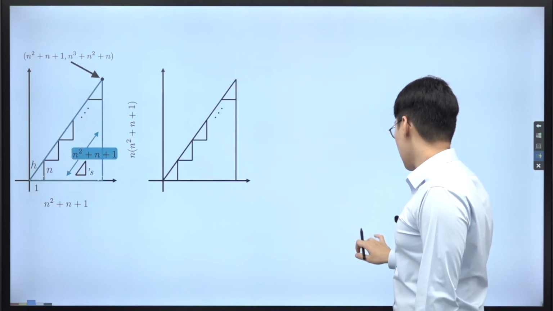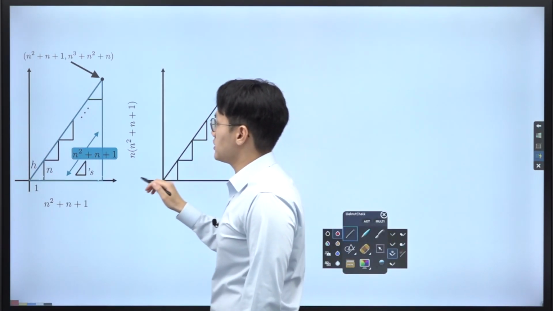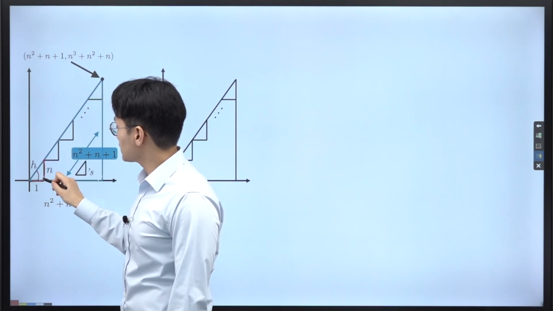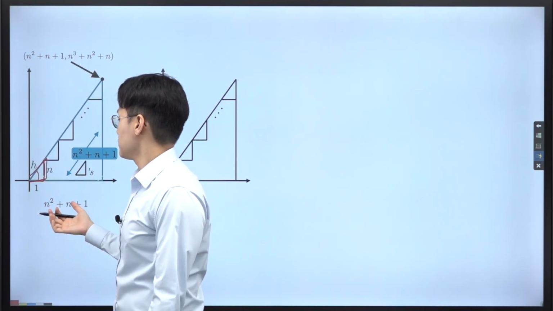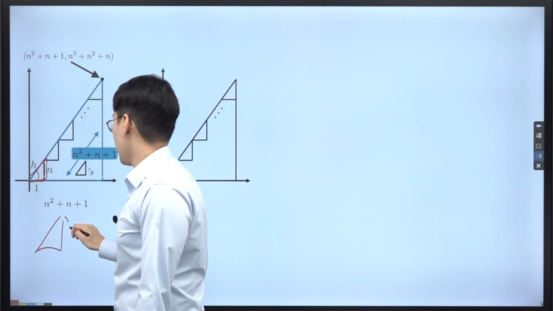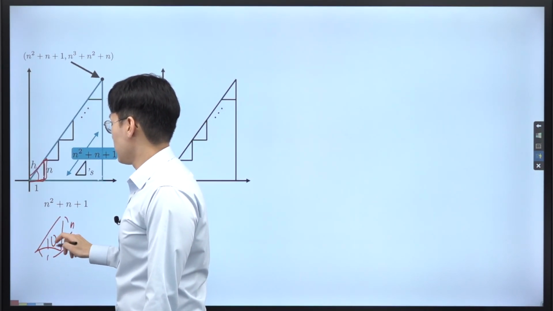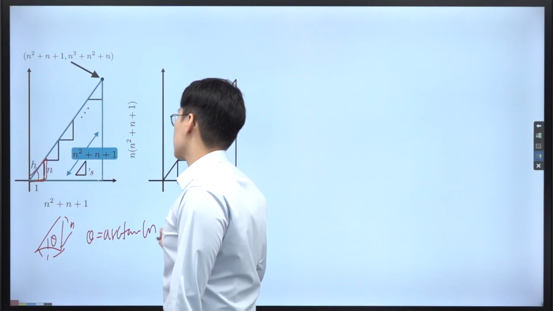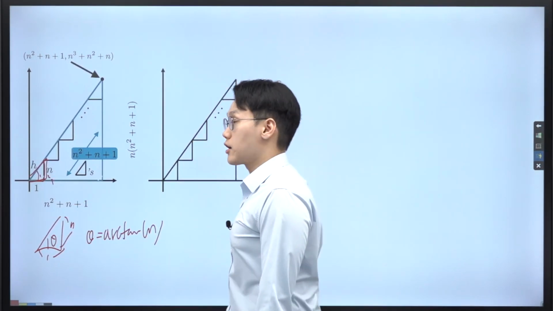And then the next thing I actually want to talk about before we proceed is the angle here. Please remember this angle is going to be, it's a similar triangle. So I can use just the smaller triangle, which has the n over 1. So if I call it theta, then theta should be arctangent n. So now I've got the argument, the angle, as arctangent n.